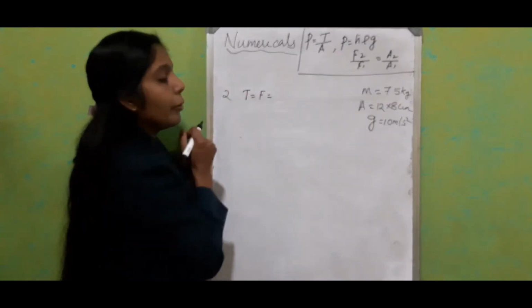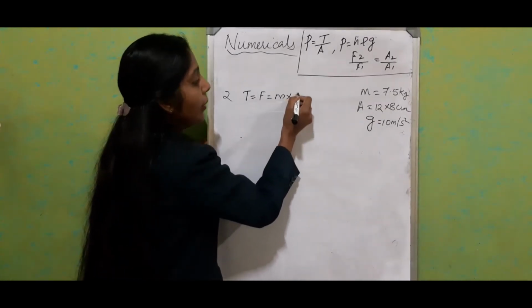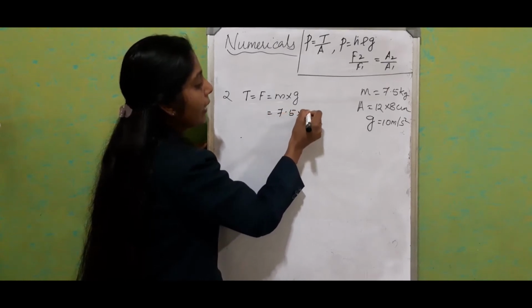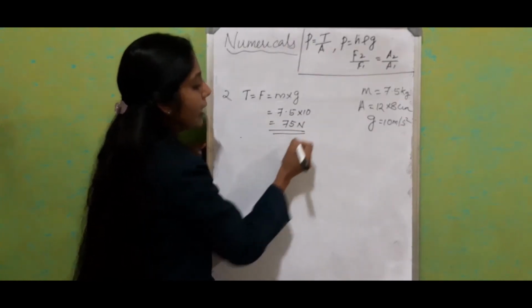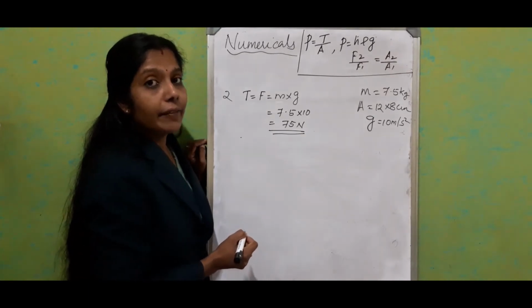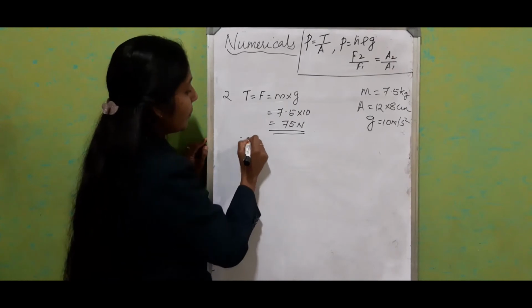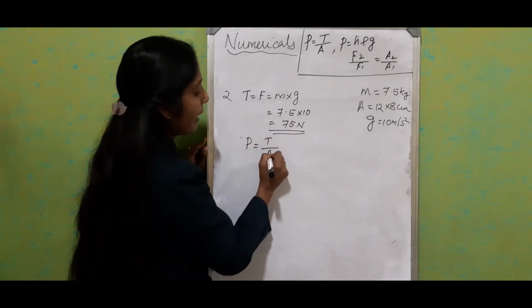Okay. Now how to find out the force if the mass is given? Mass into acceleration. So that is equal to 7.5 into 10. That is equal to 75 Newton. So the thrust is equal to 75 Newton. Let's find out the pressure. So pressure is equal to thrust divided by area.